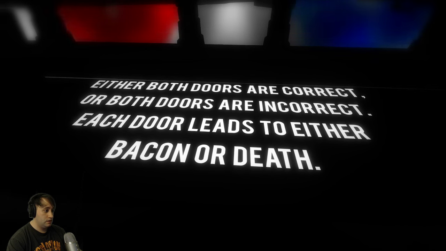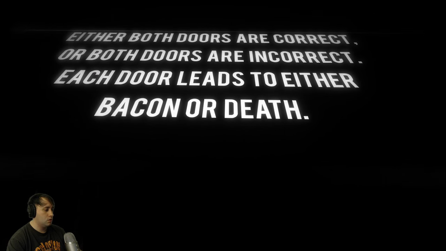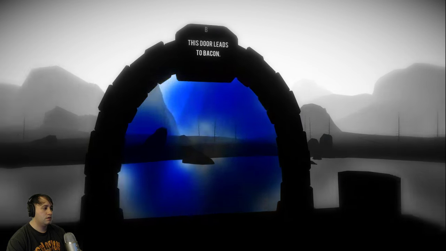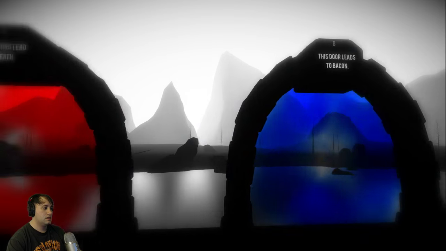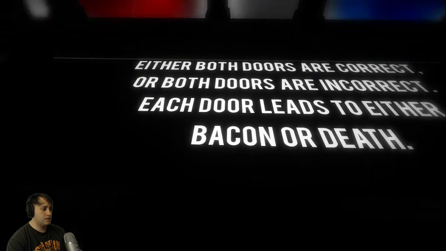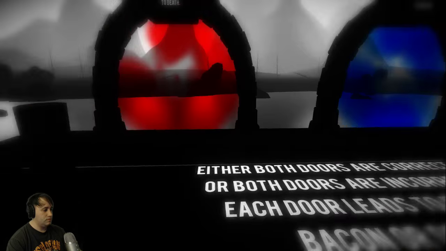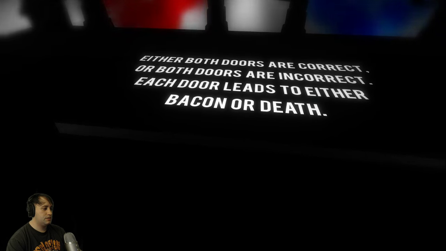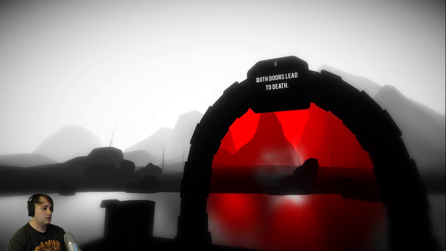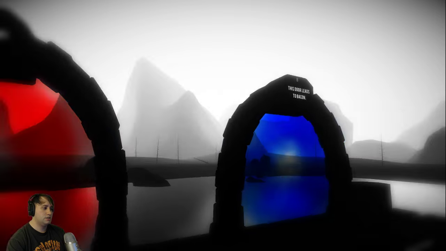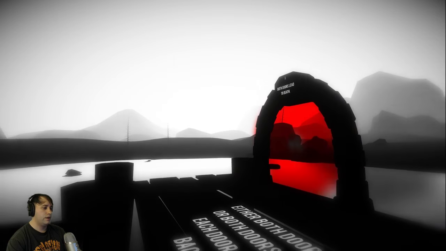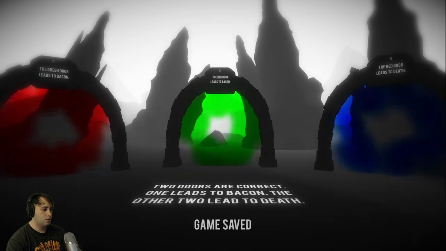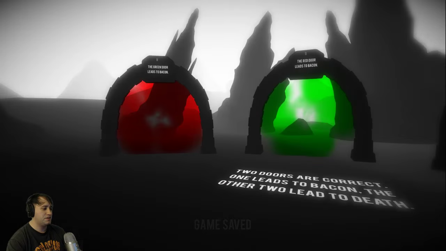All right. Either both doors are correct, or both doors are incorrect. Each door leads to either bacon or death. Both doors lead to death, or this door leads to bacon. Well then, if either both are correct and both are incorrect, I assume then, well, it says each door leads to either death or bacon. Both doors, I assume, cannot lead to death, so that would be false, so both are false, so this one does not lead to bacon.